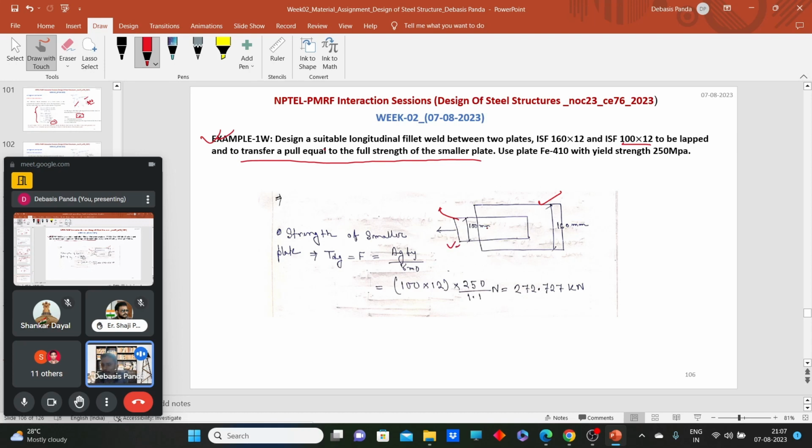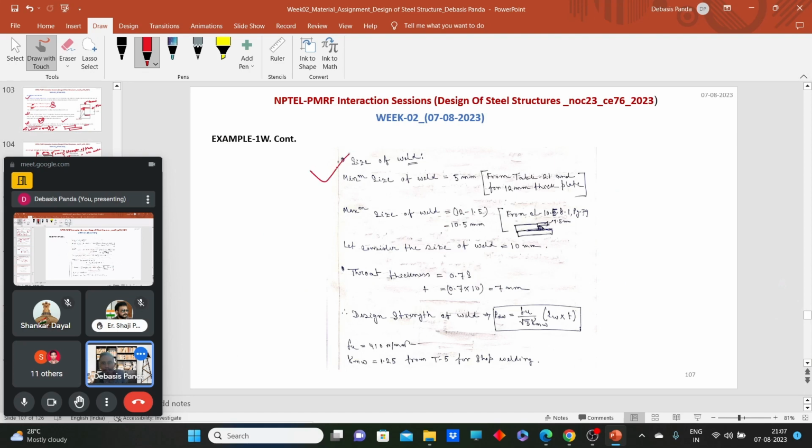So how can we get the full strength? We have clause 6.2, which says the design strength due to yielding of gross cross section will be Ag Fy by gamma m0. What will be that Ag for the smaller plate? 100 into 12. Fy is given here as 250 MPa, and gamma m0 is 1.1. So we need to design this connection for 272.727 kilonewton of load. First, what we need to find out is the size of the weld. First, we need to find out the minimum size of the weld.